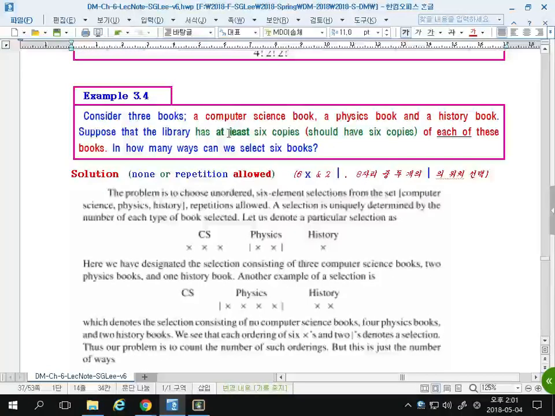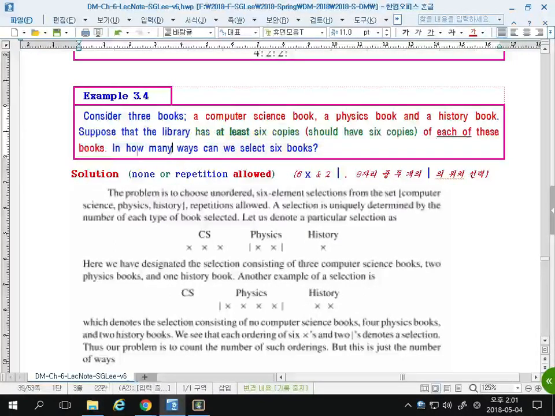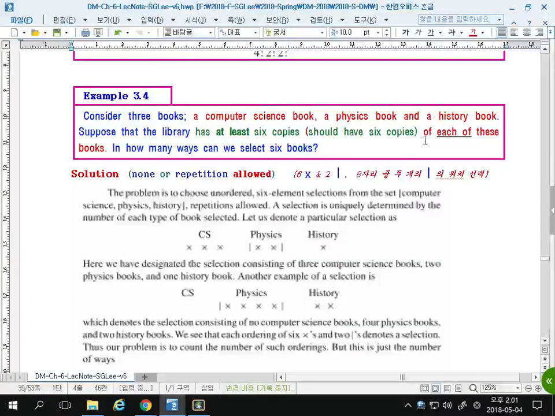Next, consider 3 books: a computer science book, a physics book, and a history book. We have 3 categories of books. Suppose that the library has at least 6 copies of each of these books. In how many ways can we select 6 books? There are 3 categories of books, and among these we want to choose 6 books.